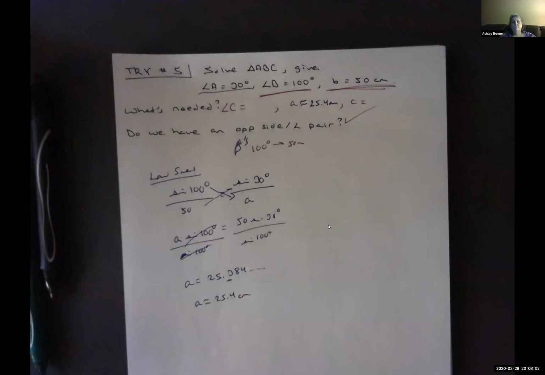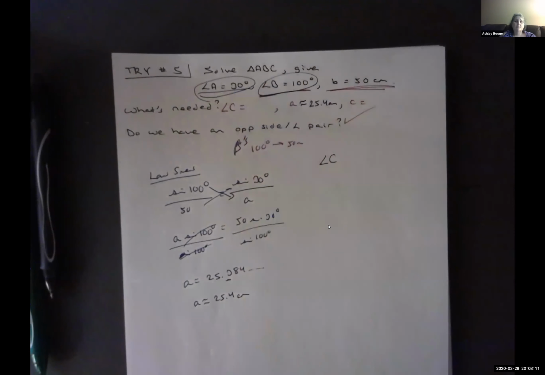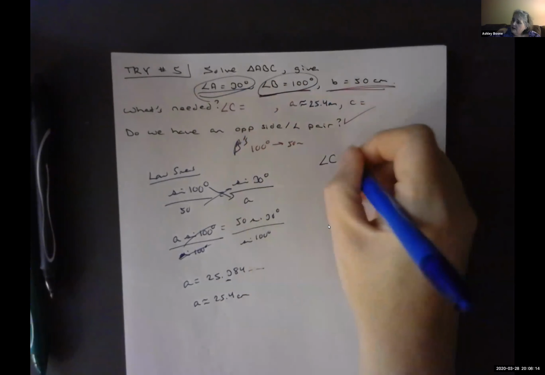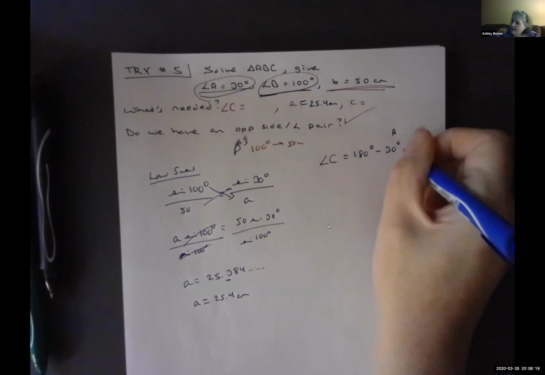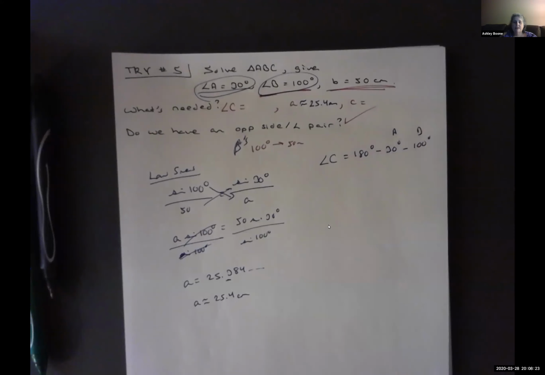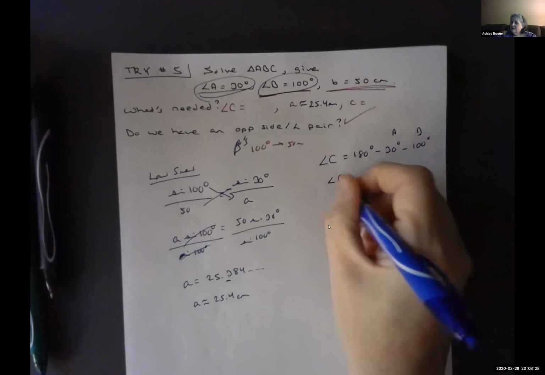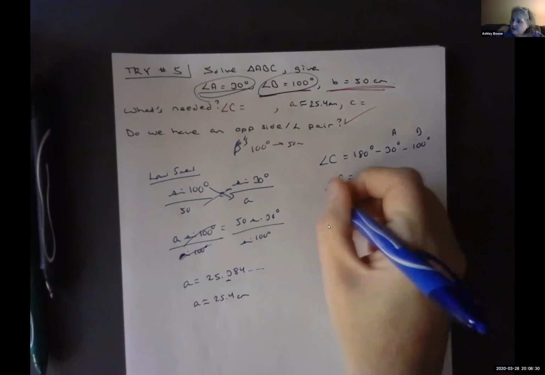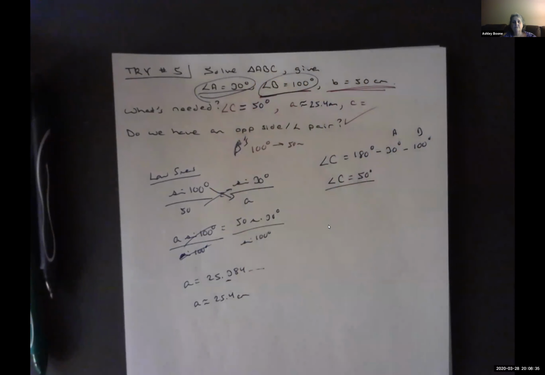So we have A. We need angle C and side C. Well, angle C should be pretty easy to get because we know two angles. We know three angles always add up to be 180. So that's going to be 180 degrees minus angle A minus angle B. So if you go 180 minus 30 minus 100, you're going to get 50 degrees. So angle C is 50 degrees, and it's exactly 50 degrees. We didn't estimate it. We didn't round it. That was an exact answer.